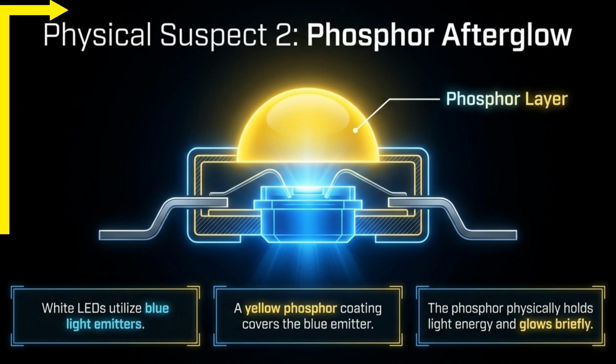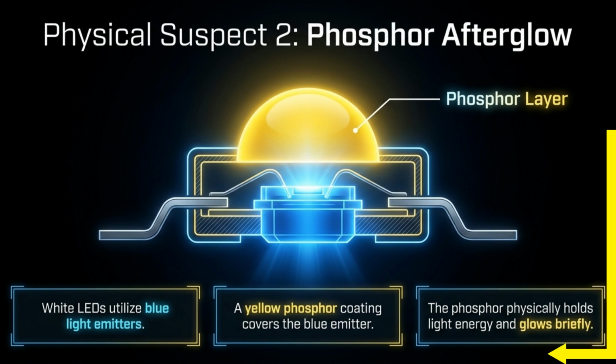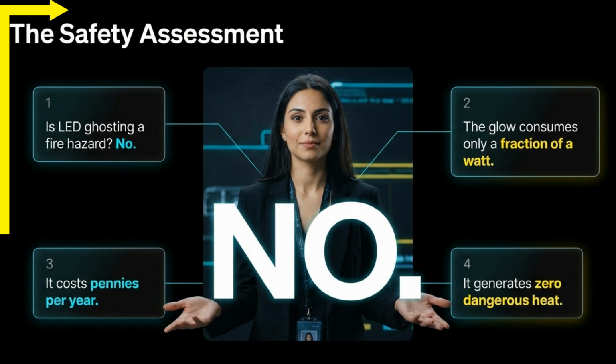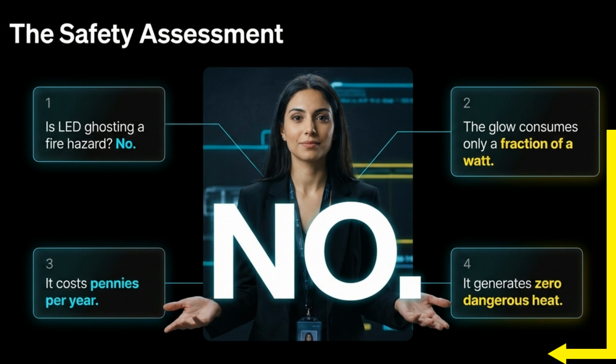Physical suspect number 2 is phosphor afterglow. White LEDs utilize blue light emitters. A yellow phosphor coating covers the blue light emitter. This phosphor coating physically holds light energy and glows briefly after the electrical current stops. This brief afterglow, due to the slow release of energy by the phosphor, is the faint illumination we observe in the ghosting effect.